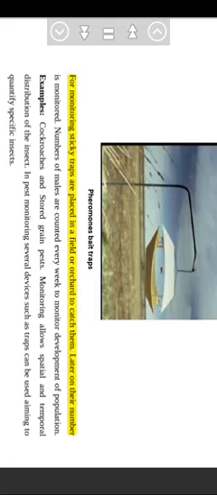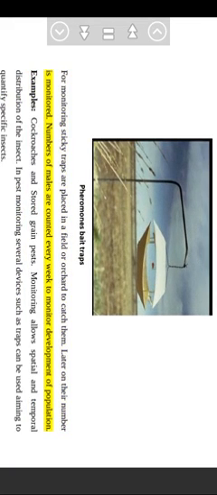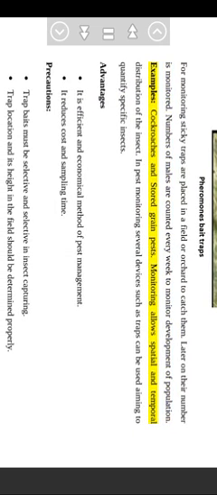Pheromone bait traps. For monitoring, sticky traps are placed in a field or orchard to catch them. Later on, their number is monitored. Numbers of males are counted every week to monitor development of the population. Examples: cockroaches and stored grain pests. Monitoring allows spatial and temporal distribution of the insect.